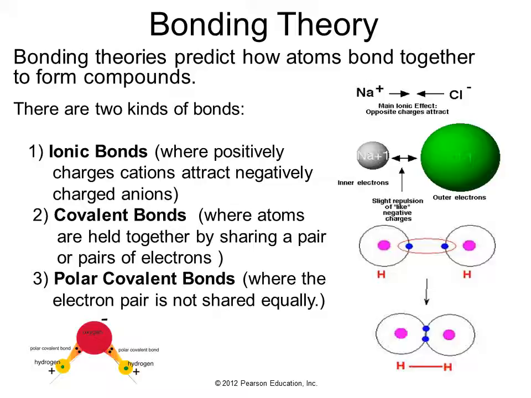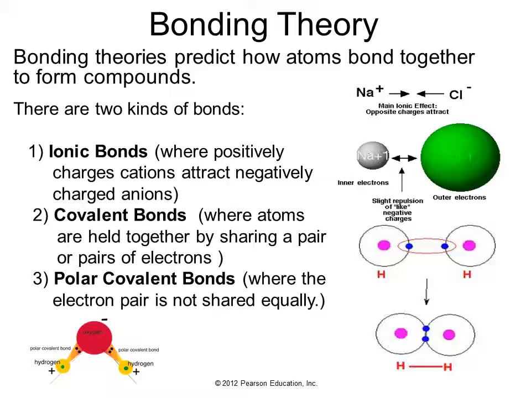There's the covalent bond. This is where atoms are held together by sharing a pair of electrons. An example: hydrogen has one electron and the other hydrogen has one electron. They form a pair, a bond pair, and the two atoms are held together by this attraction to the bond pair.